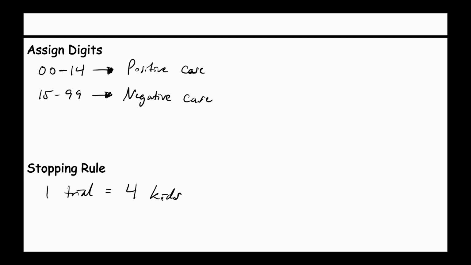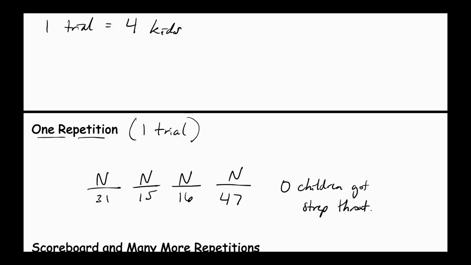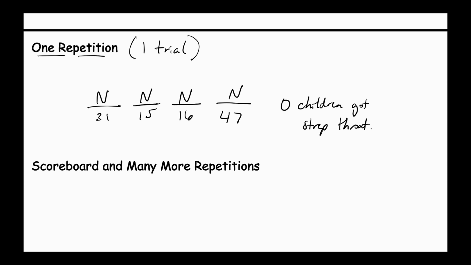And then our second rule was, okay, so when do we stop one trial and go on to the next? Well, there were 4 kids in the family, so we said 4 kids. After the 4th kid, we'll stop and do another trial. Okay? We did one trial, 4 kids, all negatives, all numbers that fell into the negatives, right? So in that trial, we had 0 children get strep throat.